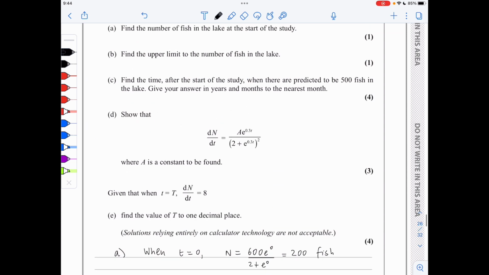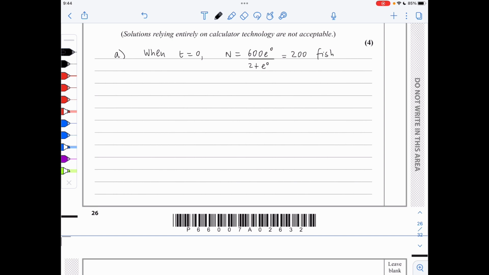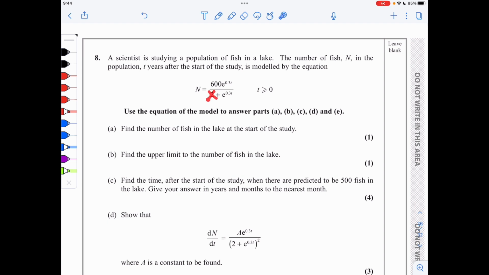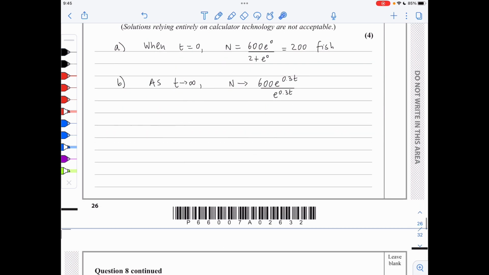In part B, we need to find the upper limit to the number of fish in the lake. So this means that I will consider the behavior of capital N as t tends to infinity. So as t tends to infinity, N will tend to 600 e to the 0.3 t over e to the 0.3 t. What we are saying here is that as t grows larger and larger, the 2 is insignificant and all the power is held within the exponential terms. So this simplifies to 600, and 600 fish is the upper limit for the population.